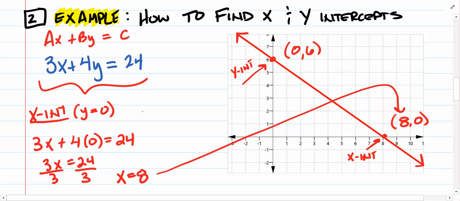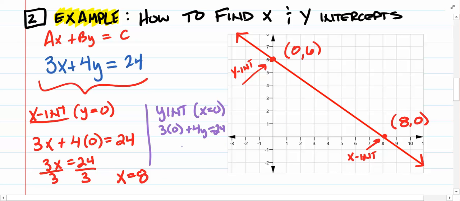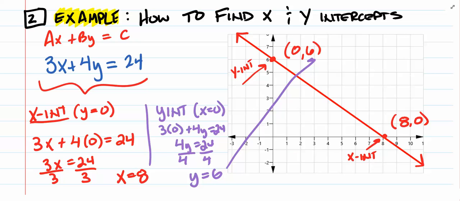Take a look at the y-intercept, right? To find a y-intercept, all I would have to do is set x equal to 0 in the original equation. So I would get this, 3 times 0 plus 4y equals 24. 3 times 0, of course, is 0. So then I would have this, 4y is equal to 24. Divide both sides by 4, and I would get that y is equal to 6. That's how I got that point right there. So once I have the x and the y-intercepts, I can quickly make a graph.